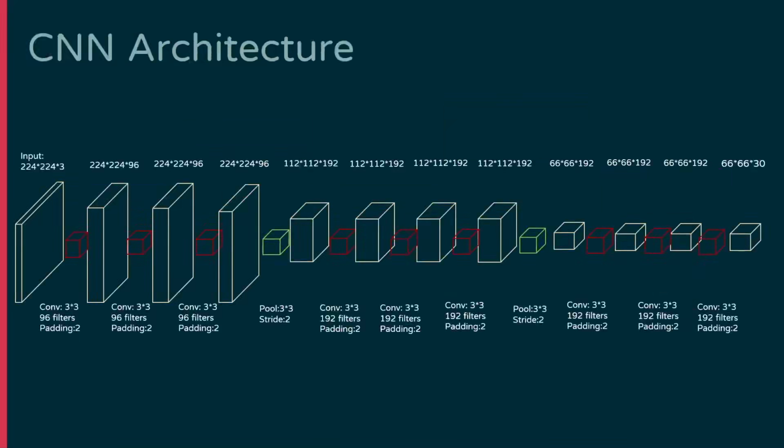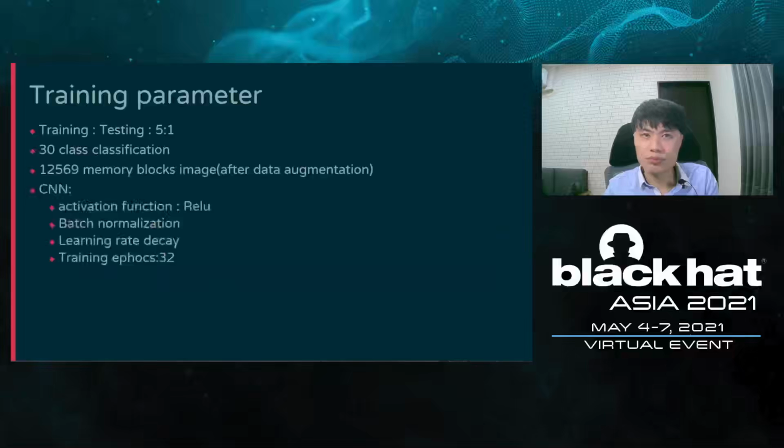Here is the architecture of the pre-trained CNN. There are 9 convolution layers and 2 max pooling layers. We also use some dropout layers in this CNN network. We split the data into training and testing. The proportion is 5:1. The task is a 30 malware class classification.